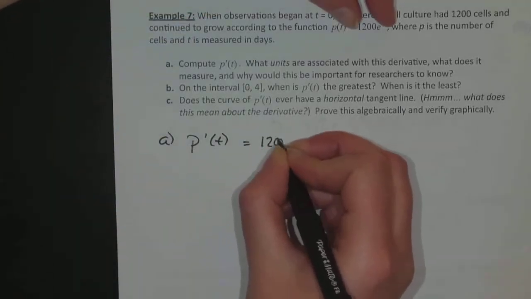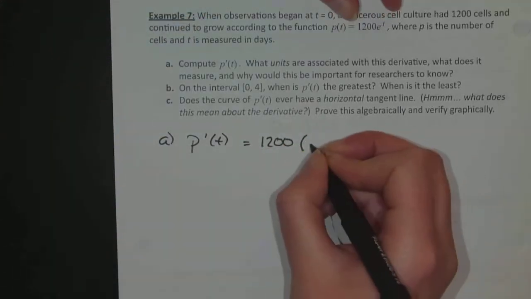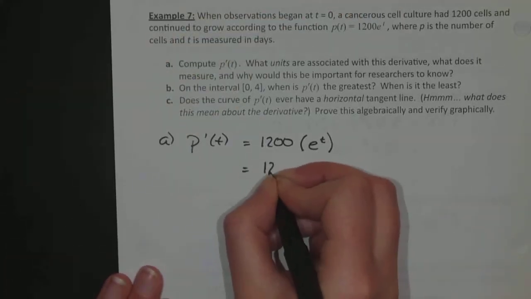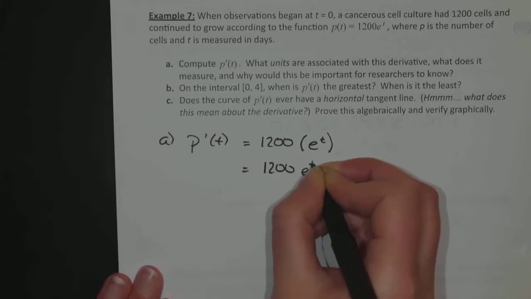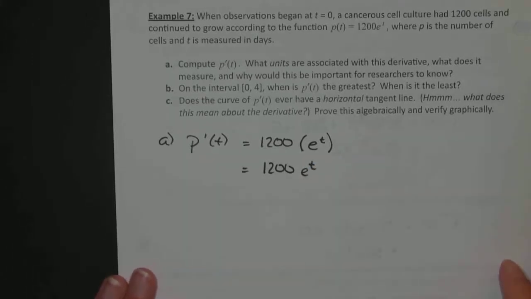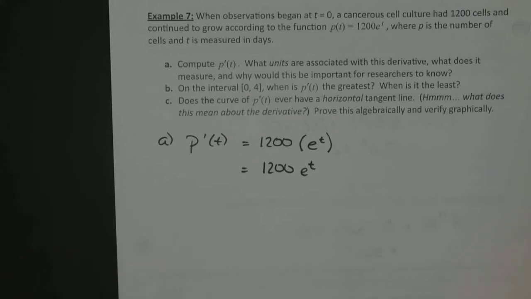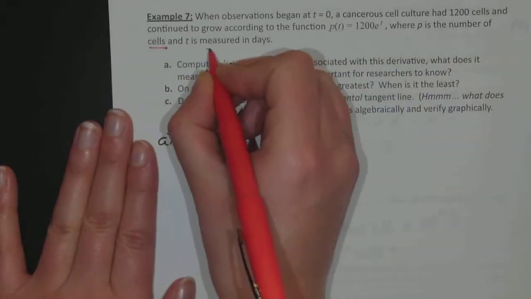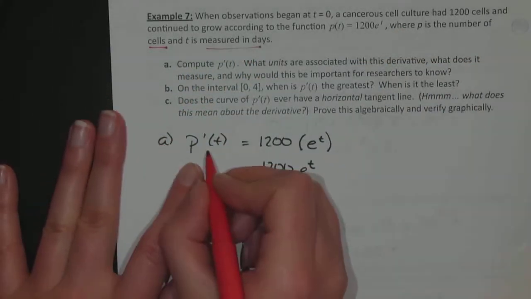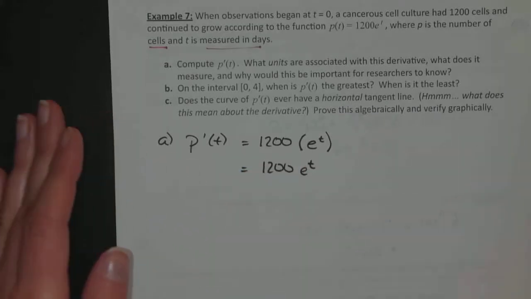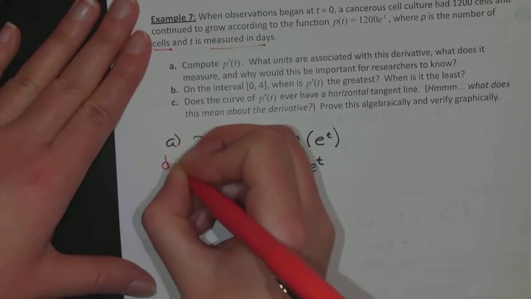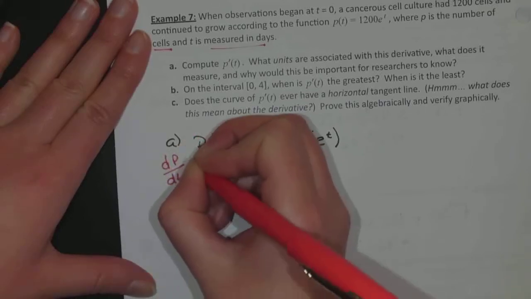So it's a constant 12,000 multiple of e to the t, so the derivative of e to the t is e to the t. So the derivative is the same thing as the original function in this case. What are the units associated with the derivative? So first of all, the units associated with the original function, p, is the number of cells measured in days. The derivative is, in Leibniz's notation, dp dt.